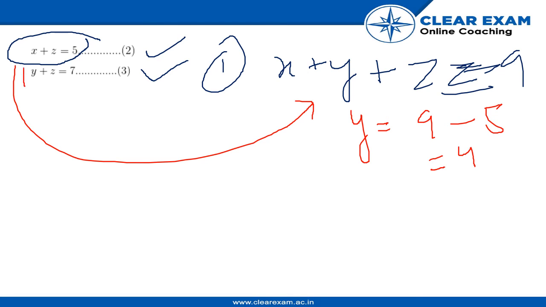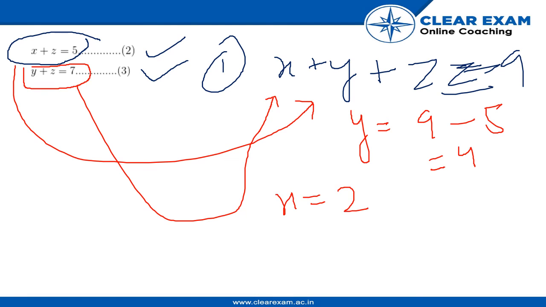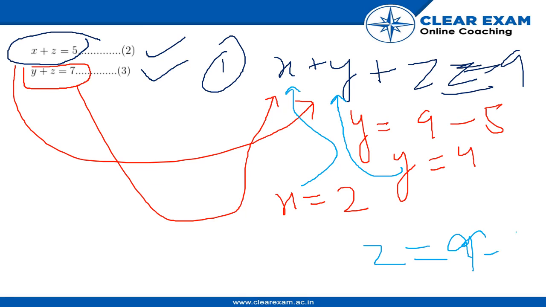Our second step is that we replace y plus z is equal to 7, that is equation 3, in equation 1, and we get our x is equal to 2. Since now we have x is equal to 2 and y is equal to 4, we can put both these values in our first equation. We put x here, we put y here, and we get our z as the value of how much? 9 minus 6, that is equal to 3.